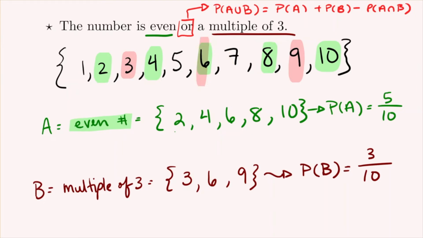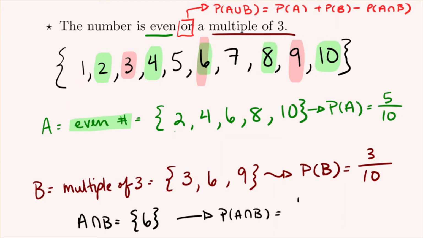So since there's one item in the overlap, the idea that A and B occur is the option 6. Probability is always the number of ways it could occur, which is one way out of the 10 ways.